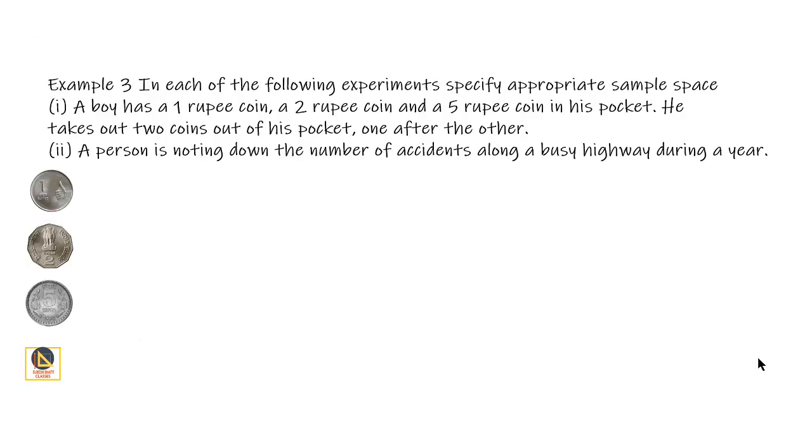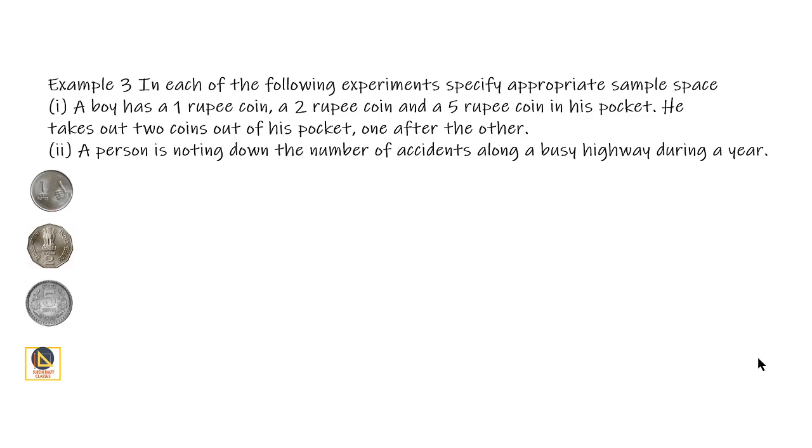We go to the third example. In each of the following experiments, specify the appropriate sample space. Part 1: A boy has a 1 rupee coin, a 2 rupee coin, and a 5 rupee coin in his pocket. He takes out 2 coins out of his pocket, one after the other. And part 2: A person is noting down the number of accidents along a busy highway during a year.